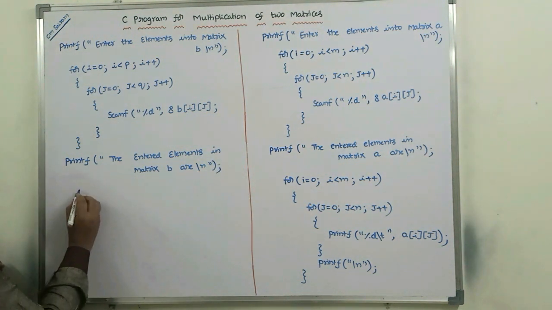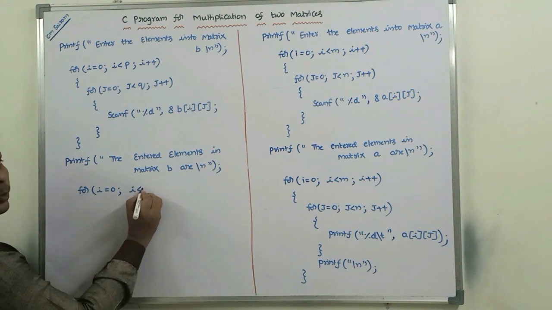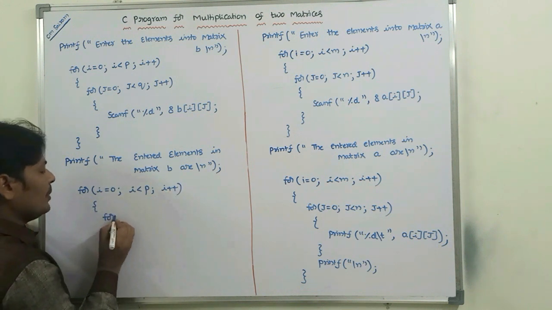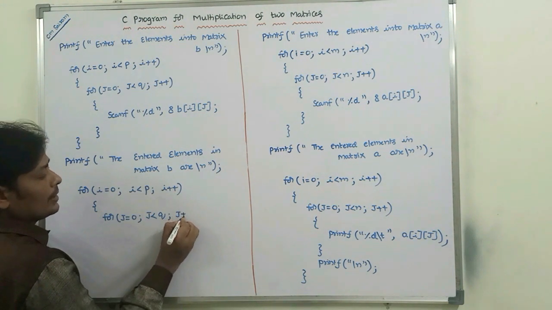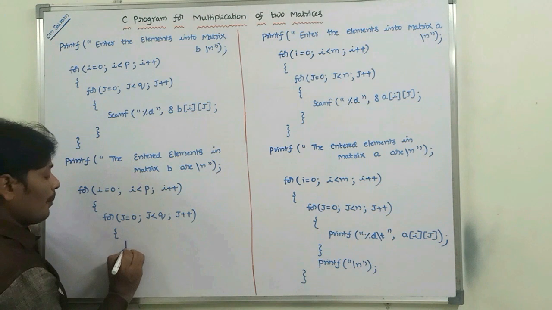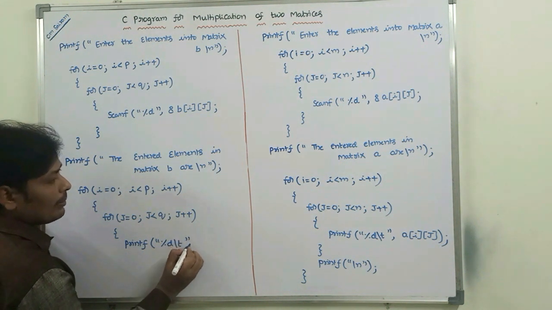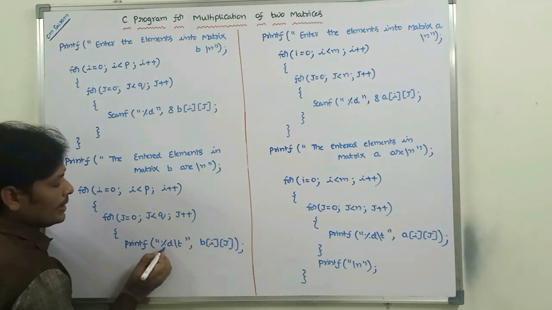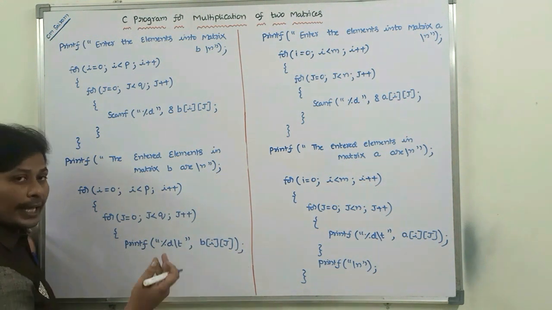We have to print the elements of matrix B. For i = 0; i less than the row size in matrix B, P; i++. Next, the column size in matrix B is Q: j = 0; j < Q; j++. Next, printf("%d\t", B[i][j]). This \t is used for space. An element is printed, after that some space is printed, after that the next element is printed.